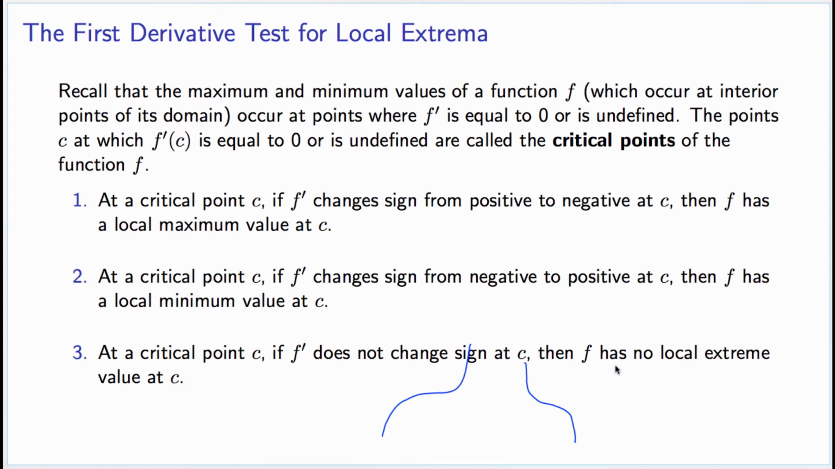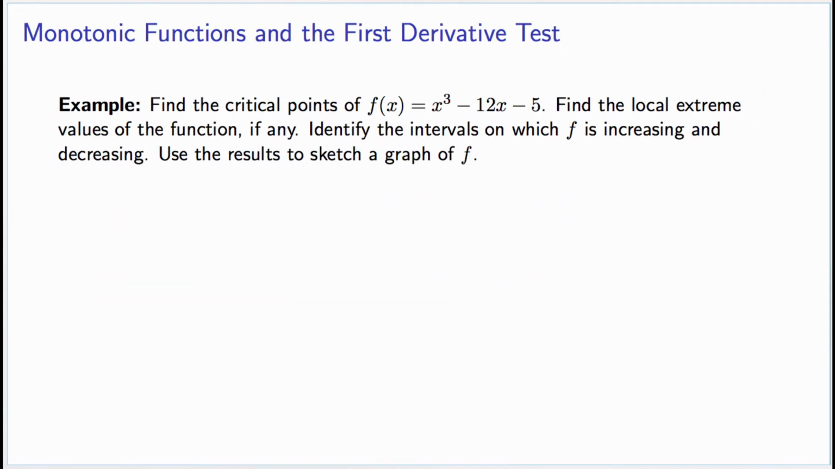So if our derivative changes sign, positive to negative, then we go from increasing to decreasing, so we have a max. If our derivative goes from negative, so decreasing, to positive, increasing, then we have a min. And if our derivative doesn't actually change sign at our critical point, then we actually don't have a max or a min value. So let's take a look at a problem involving finding maxes and mins. And this is one that we've looked at before, so we'll go through the calculations fairly quickly here.